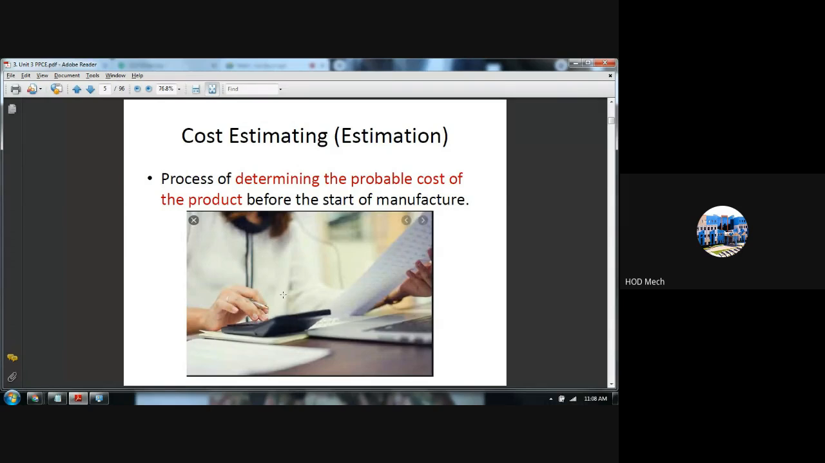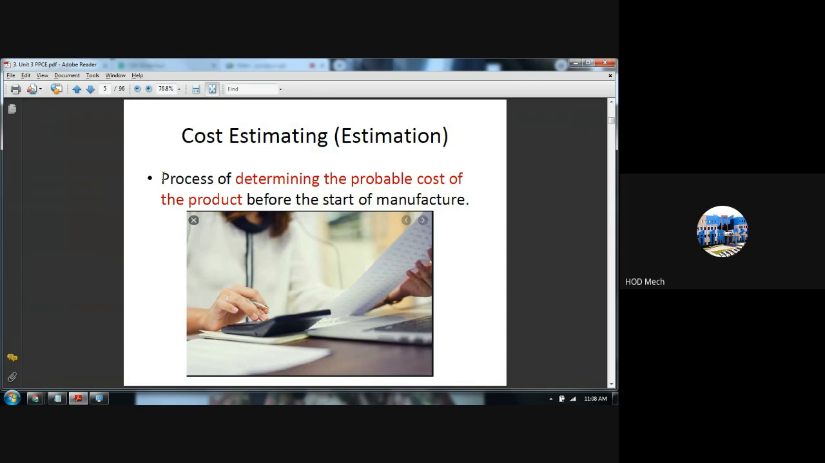Now when you come to cost estimation, it is determining the possible ways by which you will be investing your money to complete the product before you start the manufacturing process.